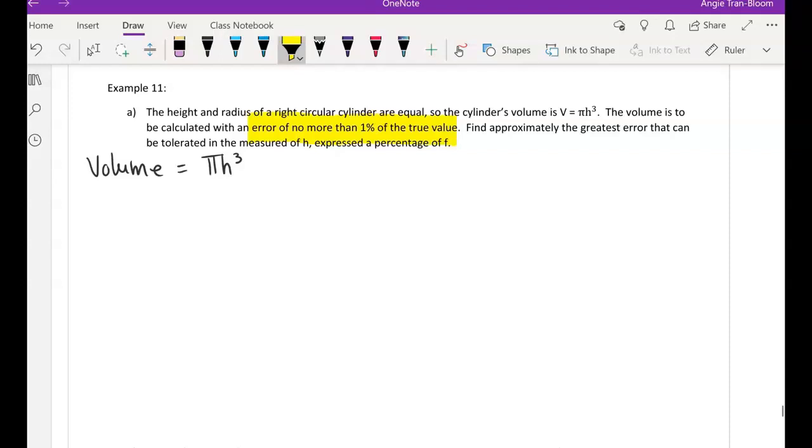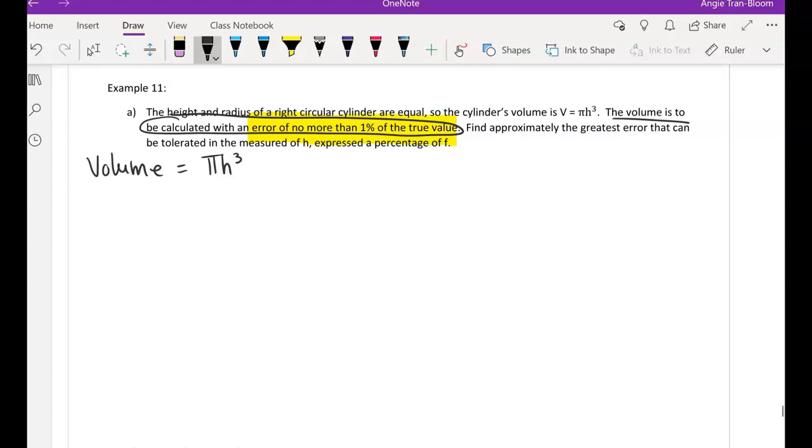Of no more than 1% of its true value. So let's spell that out. The volume is to be calculated with an error of no more than 1% of the true value. Find approximately the greatest error that can be tolerated in the measure of h, and give it to me as a percentage. Earlier, as you remember, we were looking for the percentage of the change in radius, or dr, or dx, because it was the change on the side if we're talking about a cube.